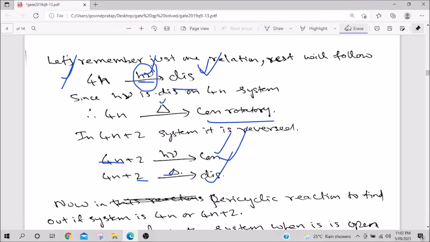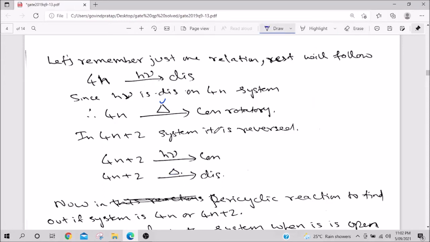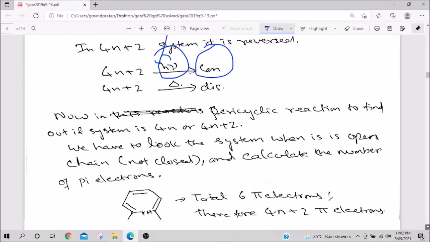What did we see in this question? This question was a 4n plus 2 system, because 6 electrons were there. 6 electrons is 4n plus 2, where n is equal to 1. So 4 into 1 is 4, plus 2 is 6. So 4n plus 2, and it was con rotation. That means very clearly, since it is con rotation, it will be photochemical in nature. Let us try to understand using the frontier molecular orbital picture.